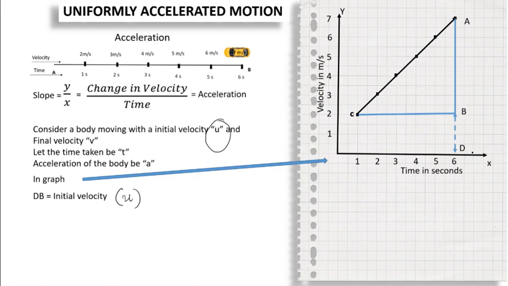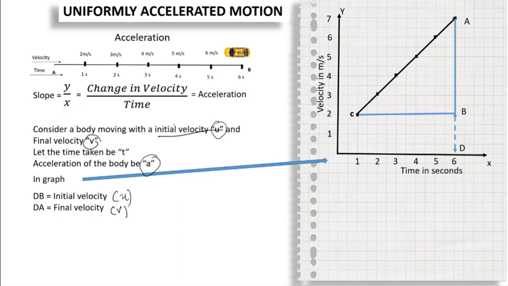What does dA, from here to here, stand for? As I have already discussed, from here to here it is the final velocity. Right? So dA is equal to the final velocity, which is small v. Right? This is small u. So please be familiar with these letters. We are using small u for initial velocity, small v for final velocity, small t for the time taken, and a is the acceleration.